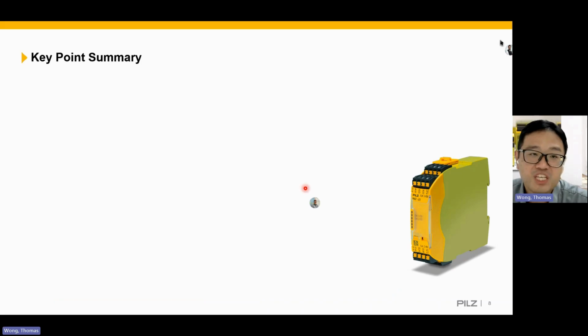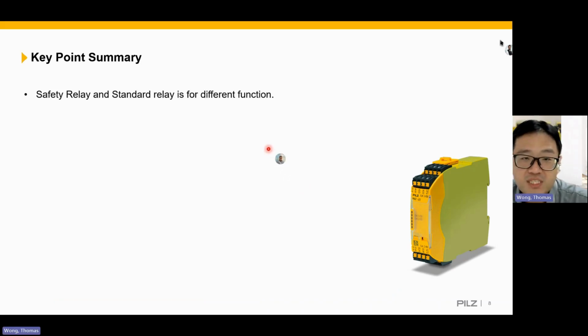Okay, let's look at some of the key points that I summarized just now. Safety relays and standard relays are for different functions. One of them is for safety, and the other is meant for standard functions. For safety, we use it for things like e-stops and safety door switches.